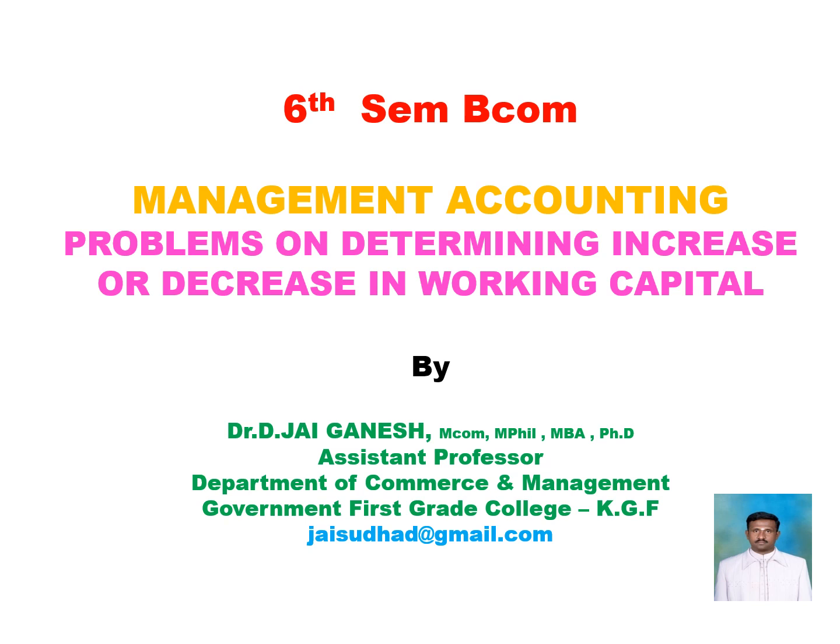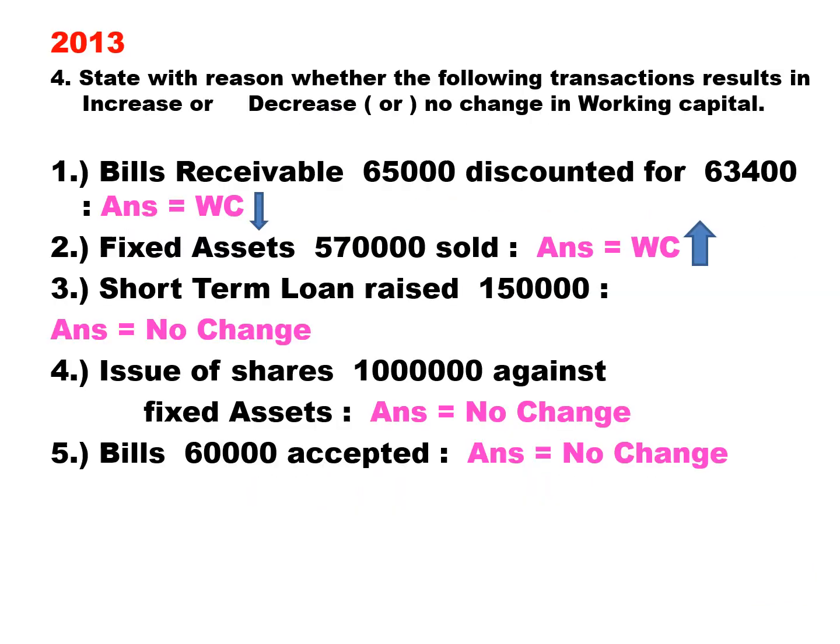So today we will continue problems on determining increase or decrease in working capital. Students, these are very brief answers that I've given you. This is the fourth problem. State with reasons whether the following transactions result in increase or decrease or result in no change in the working capital. Bills receivable 65,000, discounted for 63,400.